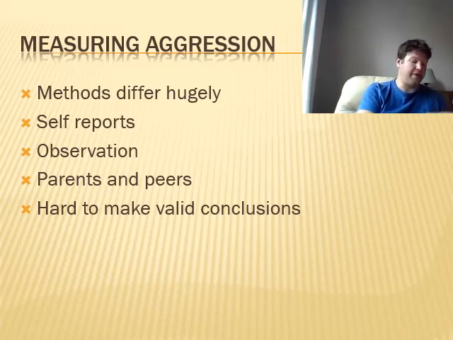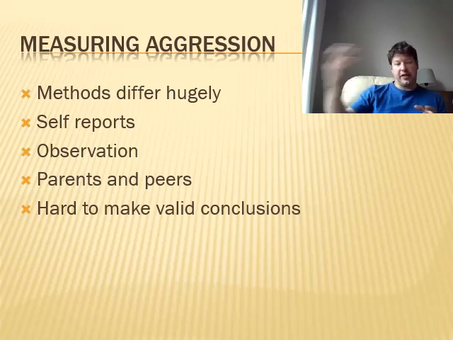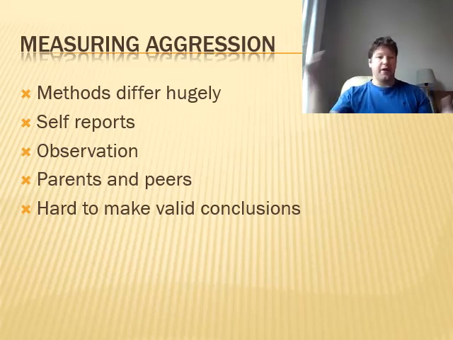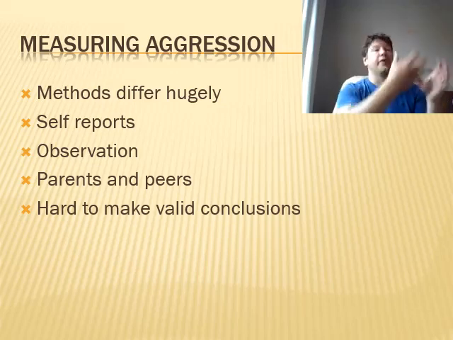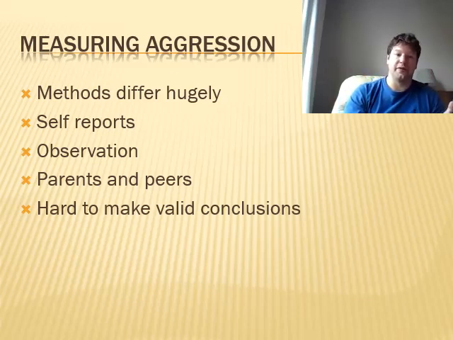Parents and peers, asking a parent or a friend or a teacher to say how aggressive is this person. All of those, and if you think about validity, we have to make sure we're measuring what we're measuring. And if one set of studies does self-reports, another does observation, another takes parents and peers, and they all come to the same conclusions or different conclusions, it's very easy for somebody to come in and go, well, none of this is valid. If you're going to use self-reports, everyone should use self-reports. If you're going to use observation, everyone should use observation.